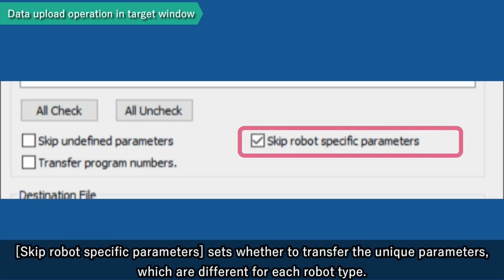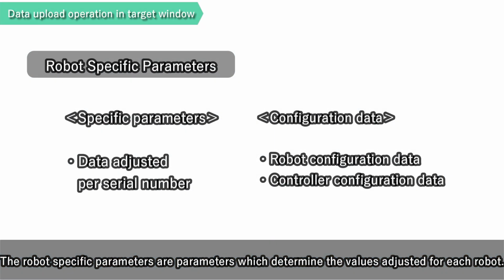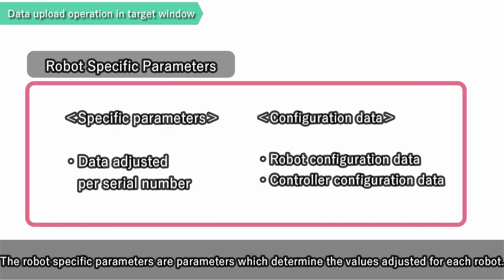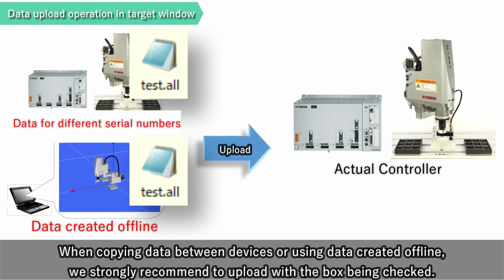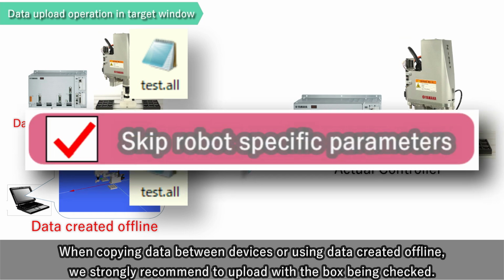Skip robot-specific parameters sets whether to transfer the unique parameters, which are different for each robot type. The robot-specific parameters are parameters which determine the values adjusted for each robot. Overriding specific parameters on different robots will adversely affect robot control. When copying data between devices or using data created offline, we strongly recommend to upload with the box being checked.